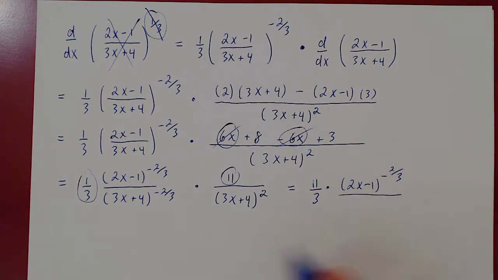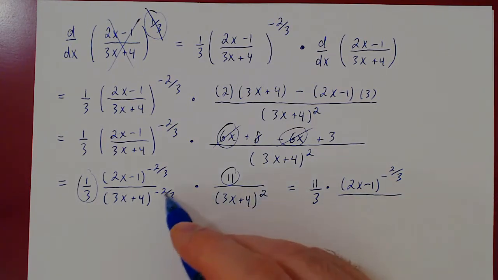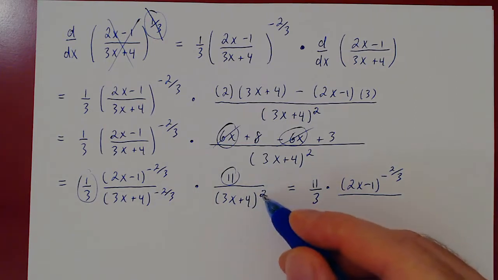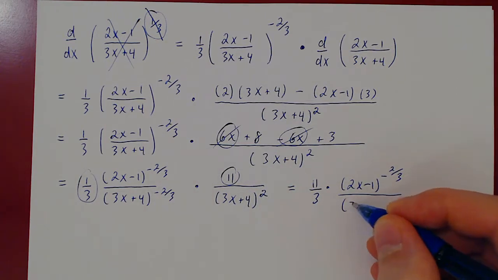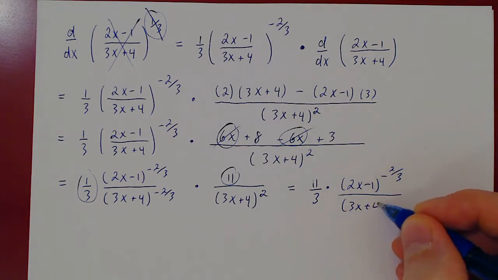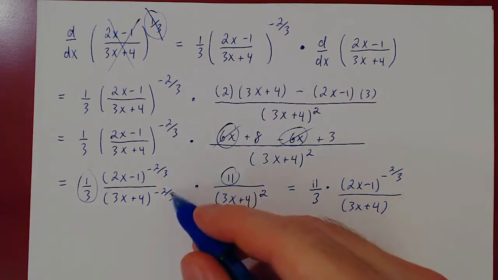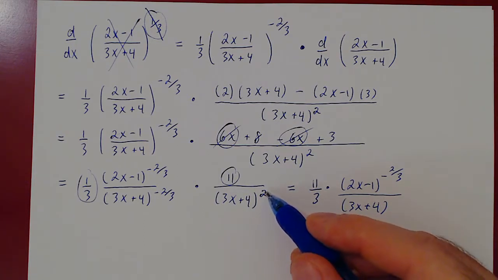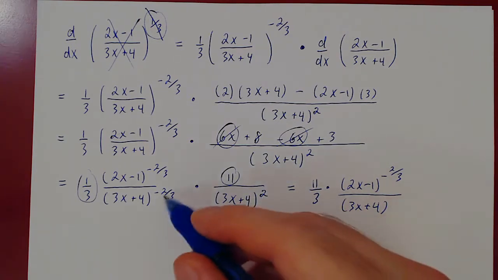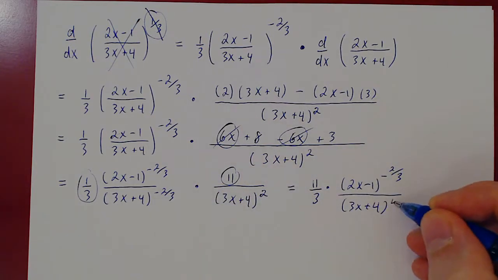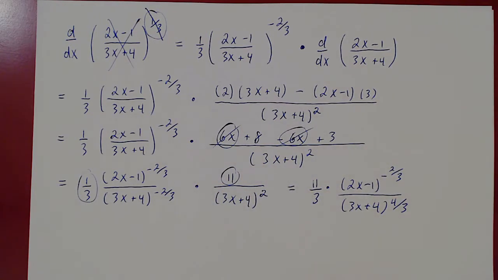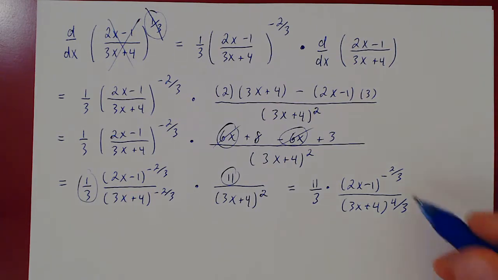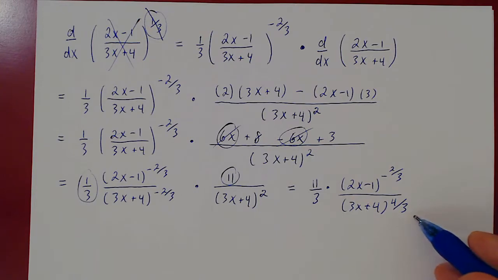over, and if we multiply the same term, you add the exponents, right? So it's going to be 3x plus 4 to the power of 2 plus negative 2/3. Well, 2 is 6 over 3. And 6 over 3 minus 2 over 3 is 4 over 3. And here, there's one last thing we could do. If you prefer to have positive exponents, we could send this to the denominator.